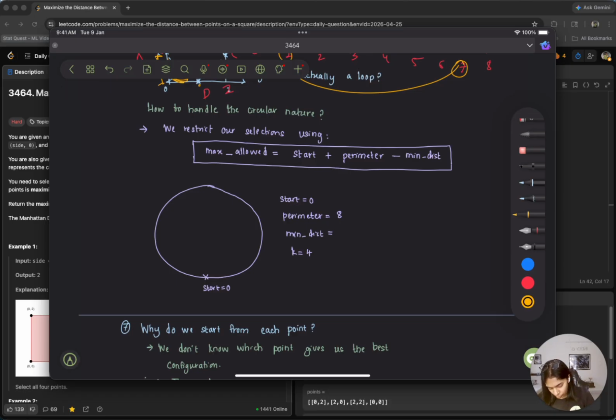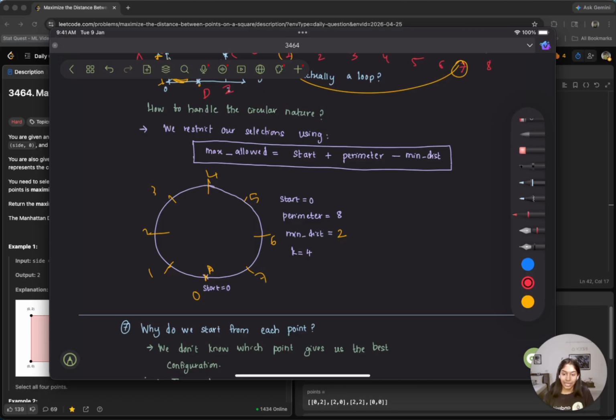So let's say our start is 0 over here. And let's say the whole perimeter, as we can see, the perimeter is 8. And let's consider the minimum distance to be 2 and K is 4. So we want to fit 4 points in the circular nature such that the minimum distance between any 2 points is actually 2. So I can do this. I can start from A being positioned at the start, which is 0. Again, let's just go ahead. Okay, let's just mark these here to make sure this is 0, 1, 2, 3, 4, 5, 6, 7.